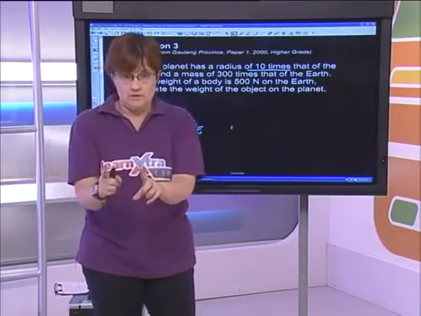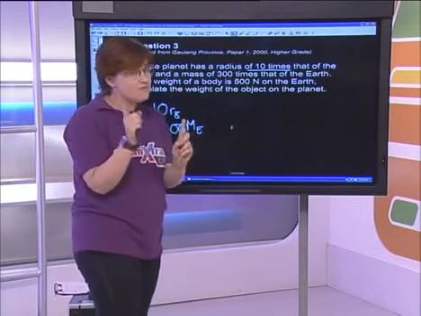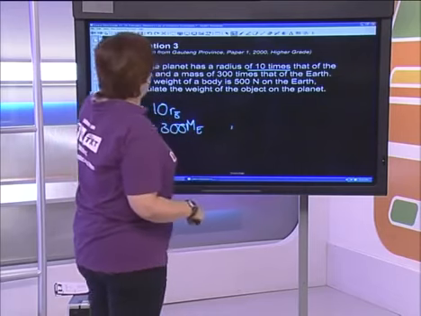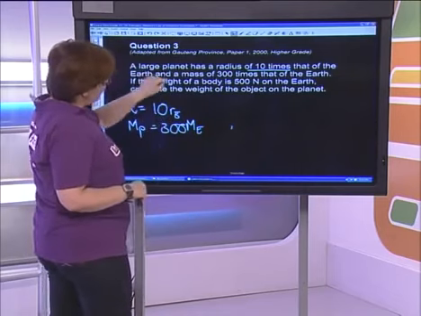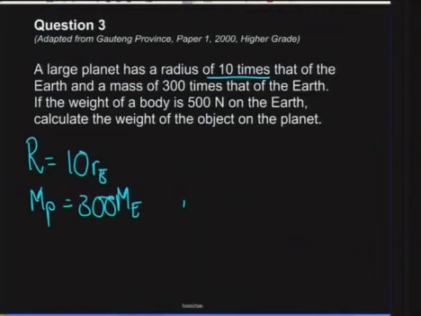Don't worry about it, okay? Because I'm going to show you. I'm going to do the same things we did in the last question. However, if the weight of the body is 500 newtons on the Earth, okay? If G is 500 newtons on the Earth, what is his weight on the planet?